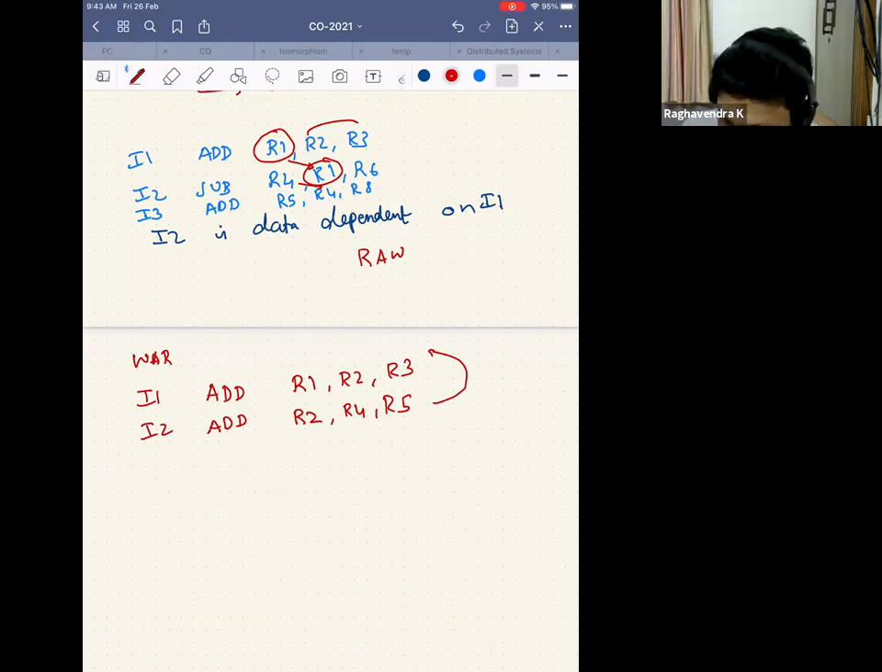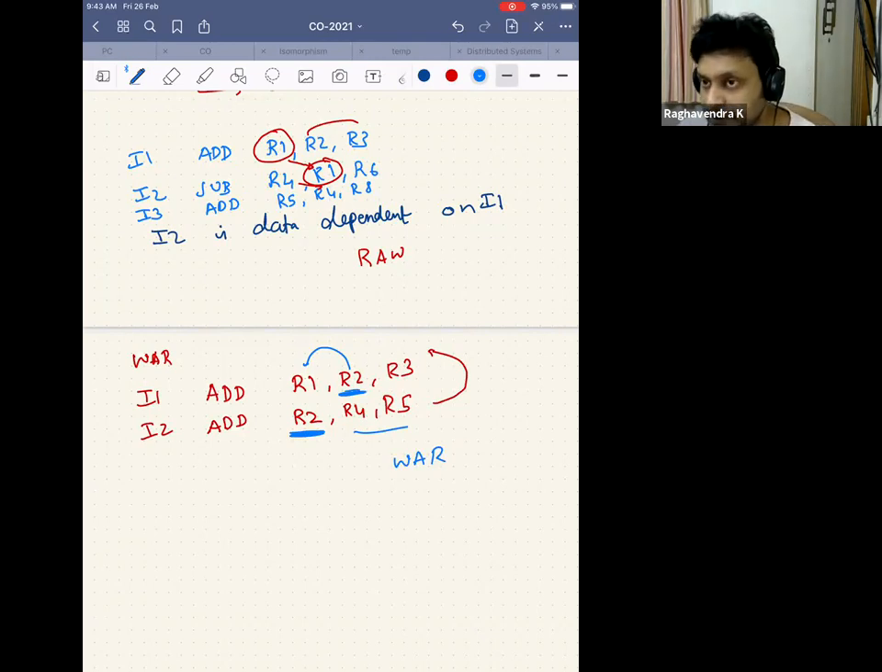So I can write the value of R2 only after R2 has been consumed by I1. If I somehow go ahead and write the value of R2 before I1 has consumed it, then I1 will be consuming the value that is R4 plus R5, which should not happen. So there is this write after read hazard here. I can write this value only after R2 is read here. So this is a write after read hazard.